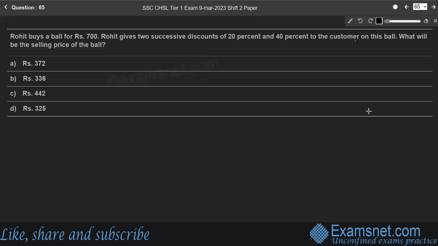Question 65. Rohit buys a ball for 700 rupees. Rohit gives 2 successive discounts of 20% and 40% to the customer on this ball. What will be the selling price of the ball? Here, students, 2 successive discounts are given on the same item at a time, right?